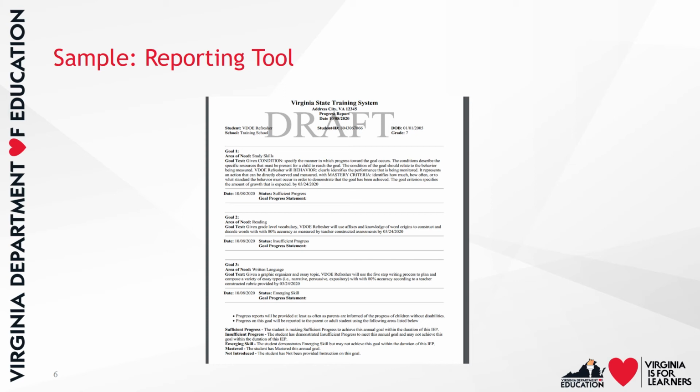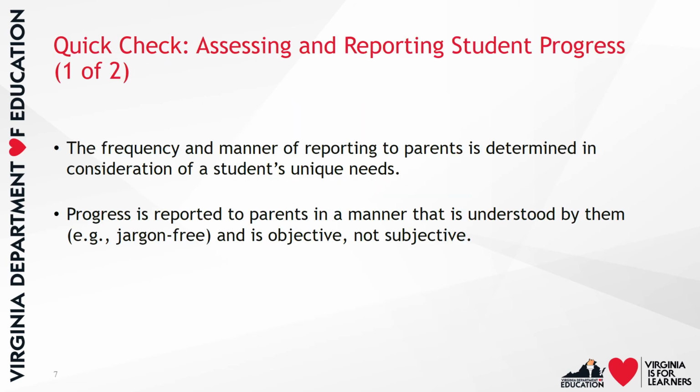ES to indicate the student demonstrates emerging skill but may not achieve this goal within the duration of this IEP. M to indicate the student has mastered this annual goal, and NI to indicate the student has not been provided instruction on this goal. To provide a more detailed summary of a student's performance, an optional narrative summary with discussion of the evaluation tool is encouraged.